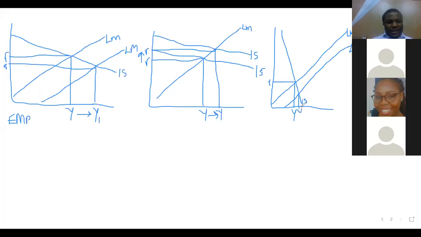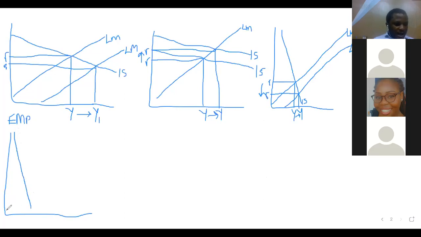Look at it. Output increases slightly, while interest rate will decline greatly. Have you seen it? Output increases slightly, and your interest rate will decline greatly. And let's also consider that particular scenario for the expansionary fiscal policy. Remember, your IS curve is somehow steep.